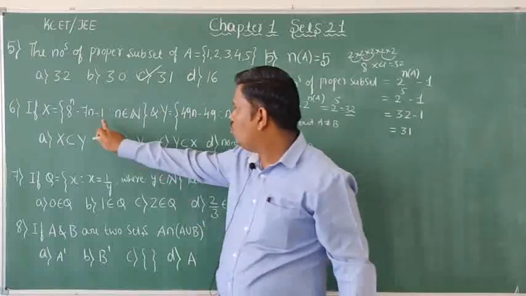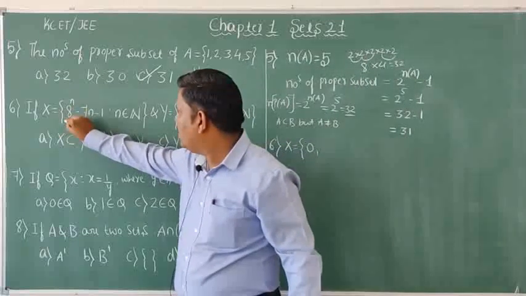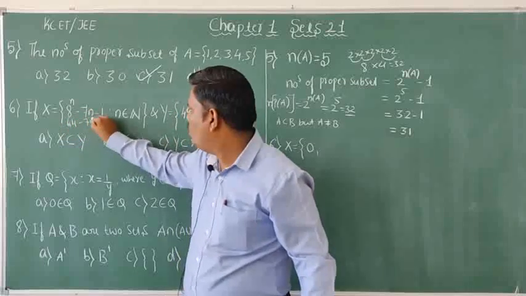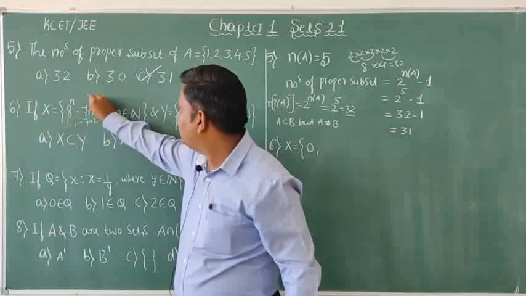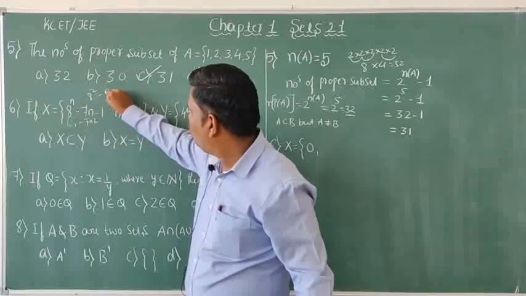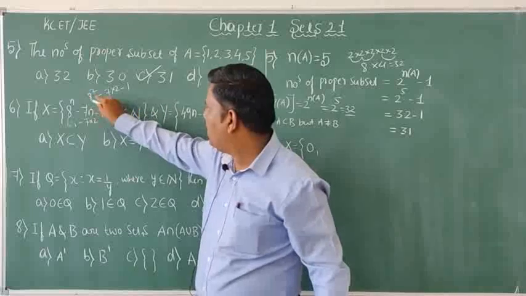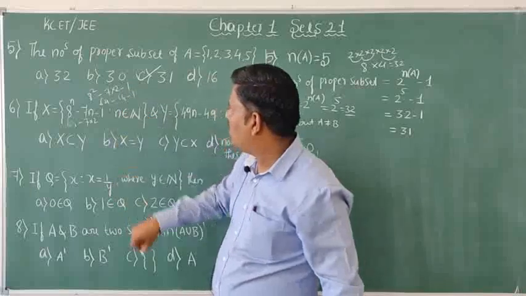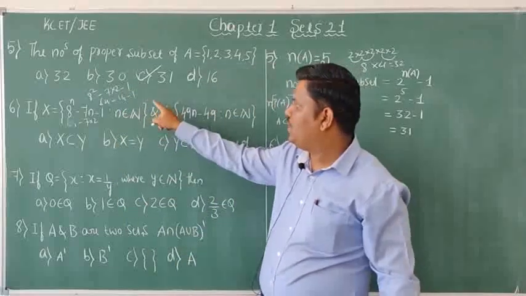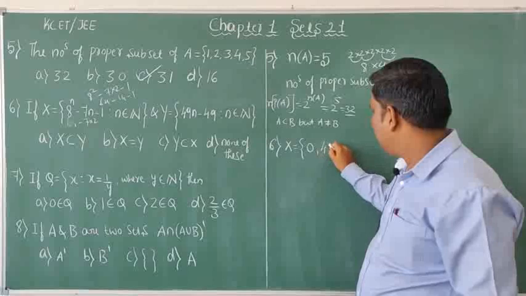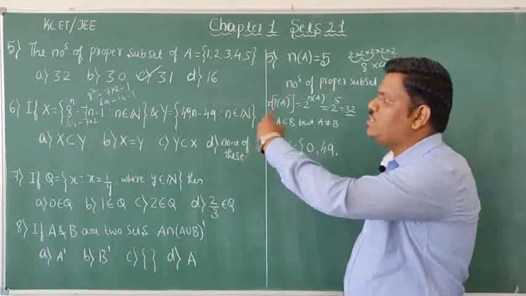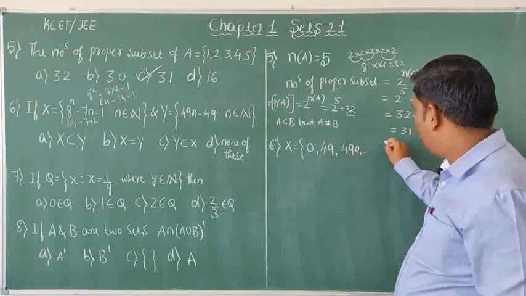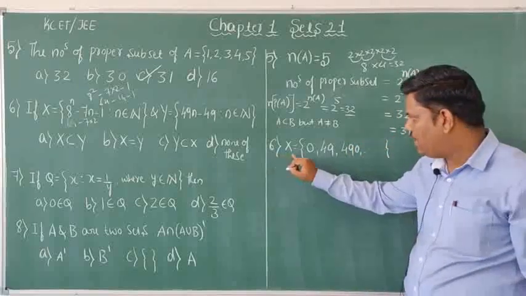Next, put n is equal to 2. What happened? 8 square, that is 64, minus 7 into 2, minus 1. 8 square is 64 minus 7 into 2, 14, minus 1. So 64 minus 15. We get 49. Then again substitute n is equal to 3. We get 490 and so on. This is set x.